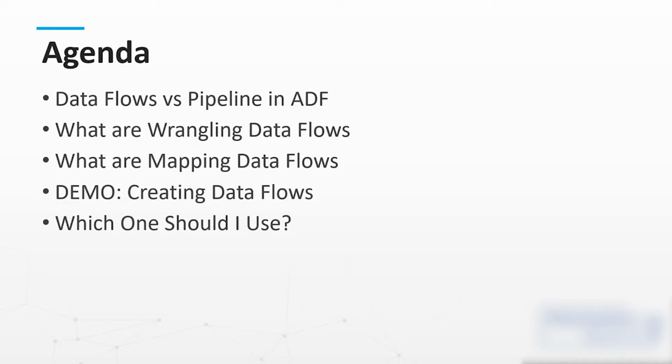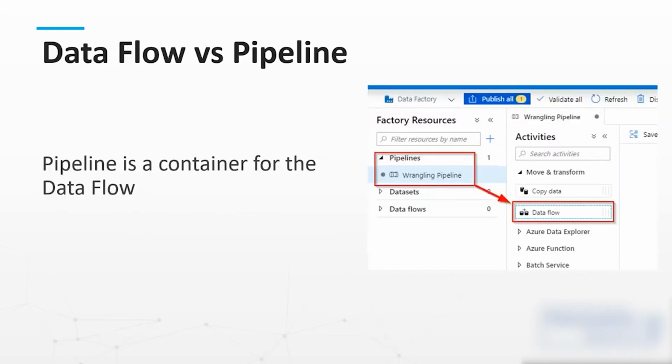All right. So first of all, what's the difference between a data flow and a pipeline? Essentially, the pipeline is going to be the container for the data flow. So you can see here, I have a pipeline that I had created. And then within there, under Move and Transform, I can drag and drop the data flow as a component, just like I would if I was going to use a pipeline for copying data or for any of the other functions that are available for pipelines.